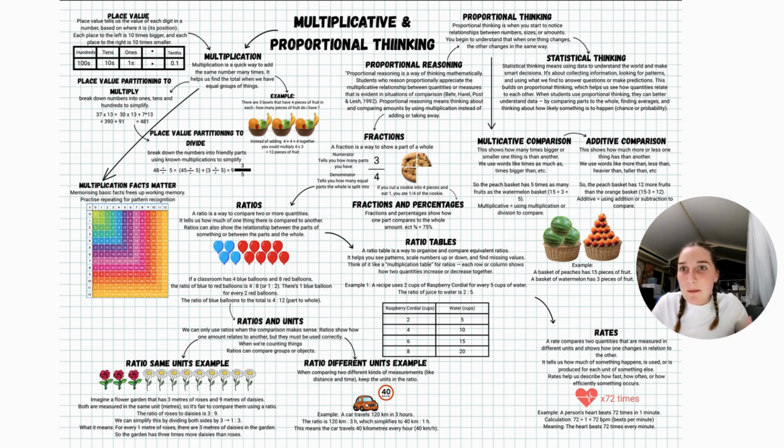Now I've got a multiplicative comparison. This shows how many times bigger or smaller one thing is compared to another. We use words such as times, as much as, as big as, etc. Multiplicative uses multiplication or division to compare. So the peach basket has 5 times as many fruits as the watermelon basket, because 15 divided by 3 is equal to 5.